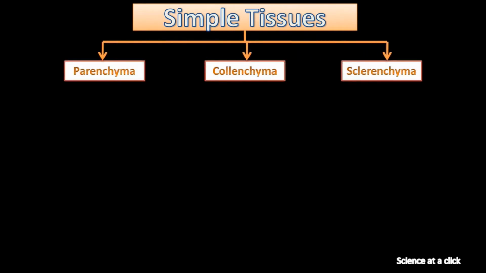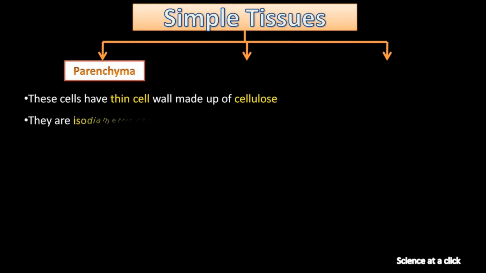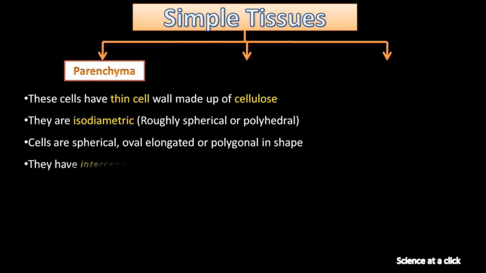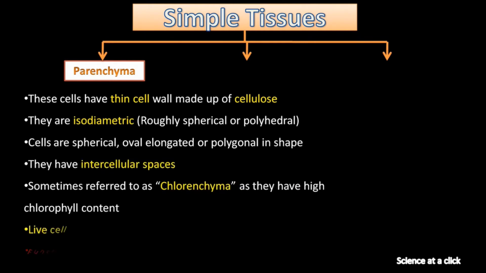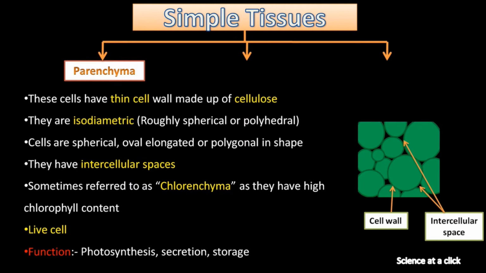Simple tissues. As the name suggests, these contain only a single type of cells which will have a particular specific function. These are of three types, parenchyma, collenchyma and sclerenchyma. The parenchyma are the ones which have thin cell wall and made up of cellulose. These are isodiametric, that is roughly spherical or polyhedral. Cells are spherical, oval, elongated or polygonal in shape and they have intercellular spaces in them. So as in the diagram we can see there are spaces and the cell wall is also thick.